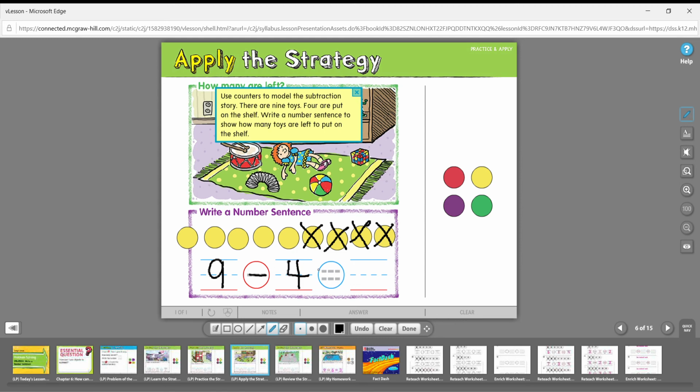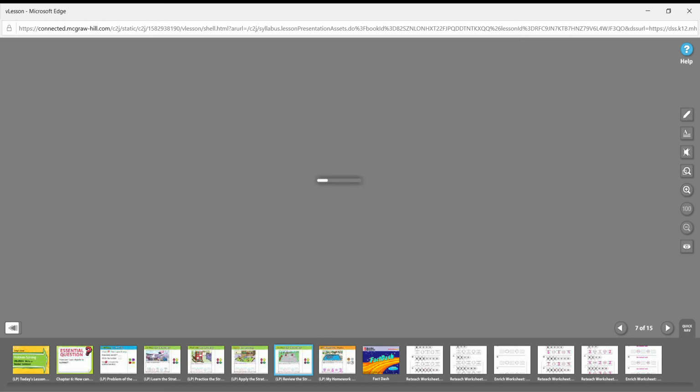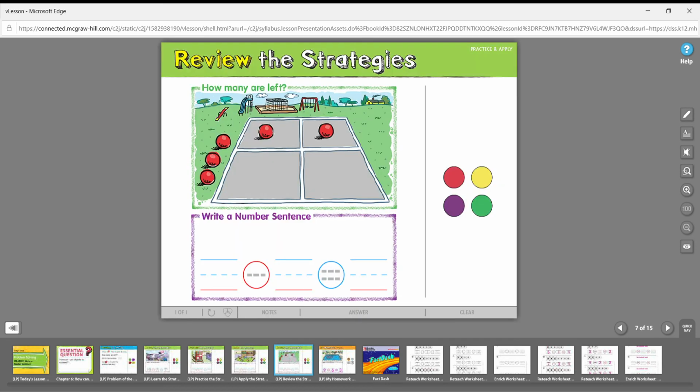4 on the shelf. Trace the equal sign. How many toys are left to put on the shelf? How many toys are left? Let's count them up. 1, 2, 3, 4, 5. 9 minus 4 equals 5. So that's the practice you are going to do. And then review. What did we learn?